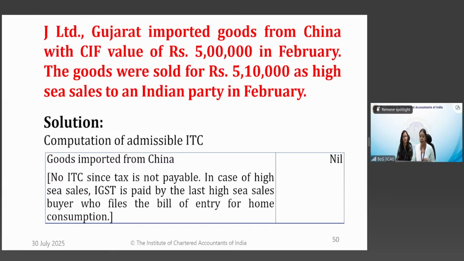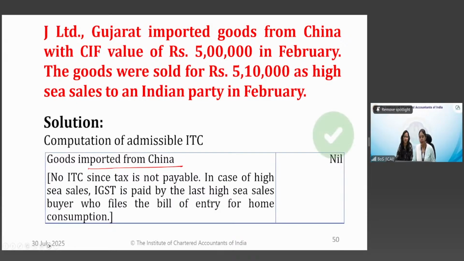While computing the admissible ITC, you have to show goods imported from China, no ITC since tax is not payable. In case of high sea sales, IGST is paid on the last high sea sales buyer who files the bill. क्योंकि IGST तो वही पे करेगा जिसने bill of entry for home consumption file किया. That person will pay the IGST. So this person has sold the goods before filing the bill of entry for home consumption. He has not cleared the goods for home consumption, so he will not pay the GST.